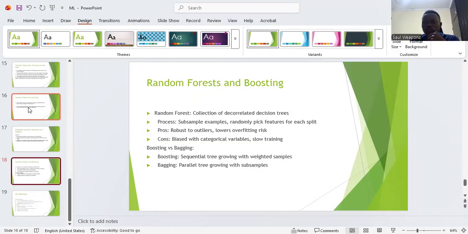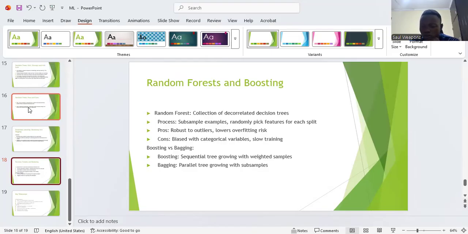Then random forest and boosting. Random forest is a collection of decorrelated trees. It is a process where you subsample examples and randomly pick features for each split. And the pros: it is robust to outliers, so it is not affected by them, and it lowers overfitting risk. The cons are that it is biased with categorical variables and has slow training.